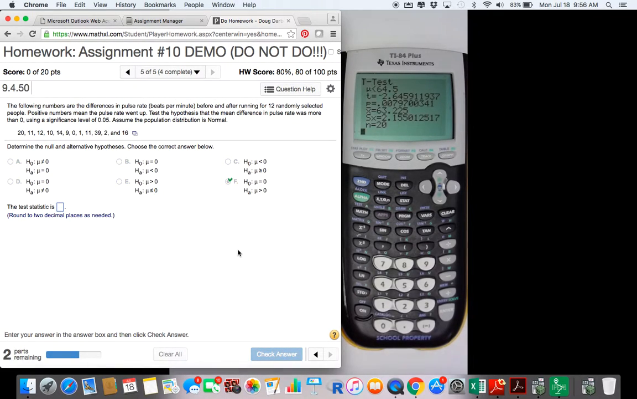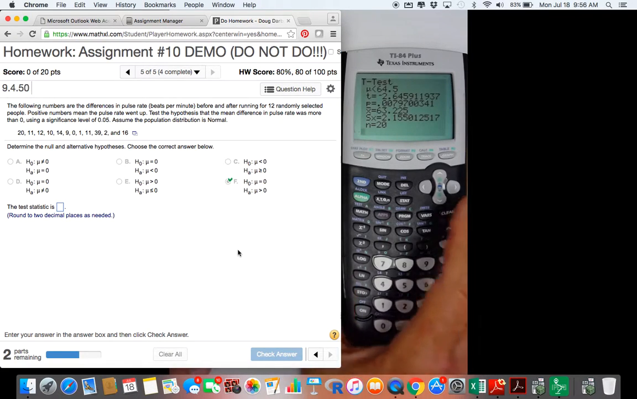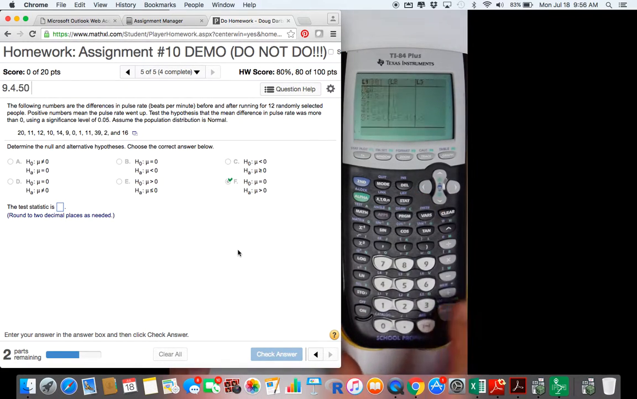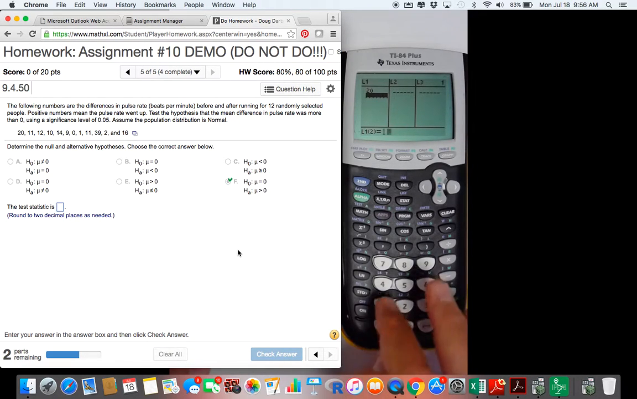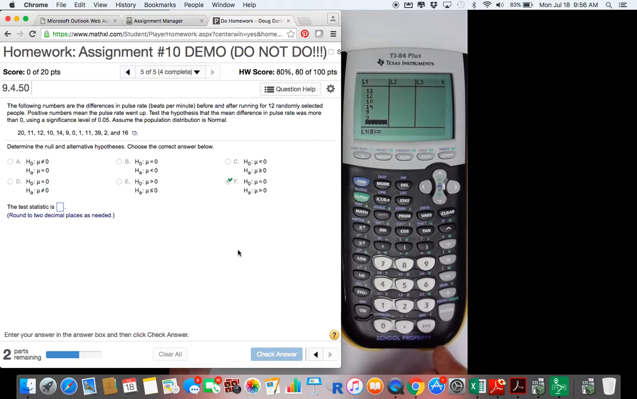The test statistic. Well, I don't know about you, but I'm going to use the calculator. Why? Well, just because I am. It's just easier. So I'll get rid of the numbers from the previous problem. So go hit clear enter. And I need to very carefully type in 20, 11, 12, 10, 14, 9, 0, 1, 11, 39, 2, and 16.